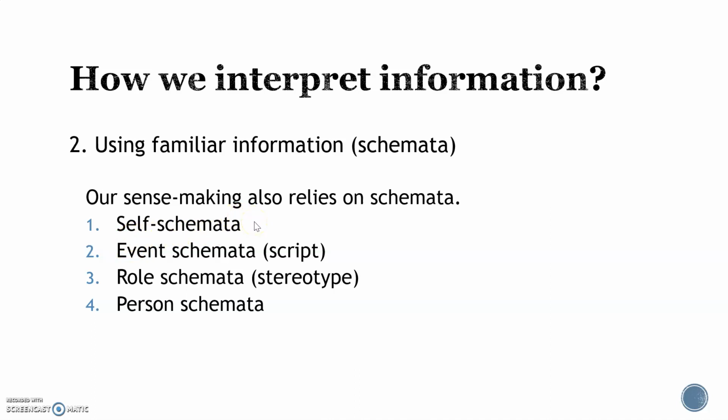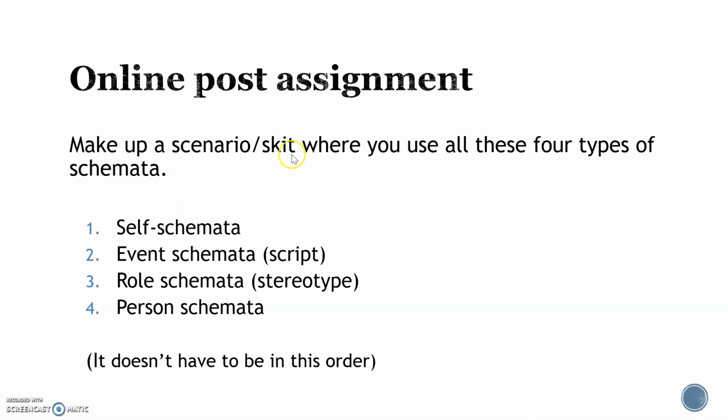If you have a good understanding of these 4 schemata, here is our online post assignment. I would like you to exercise this schemata stuff. I'm going to ask you to make up a scenario or a skit where you could use all these 4 types of schemata: self schemata, event, role, and person schemata. Please note that it doesn't have to be in this order. So make up the scenario like what I just did when I explained this schemata stuff.